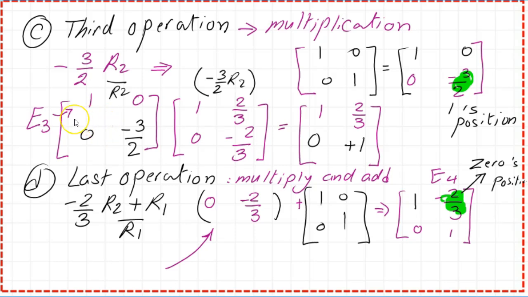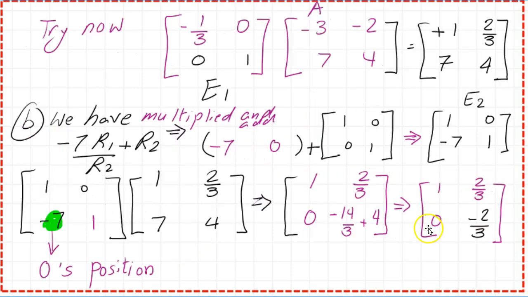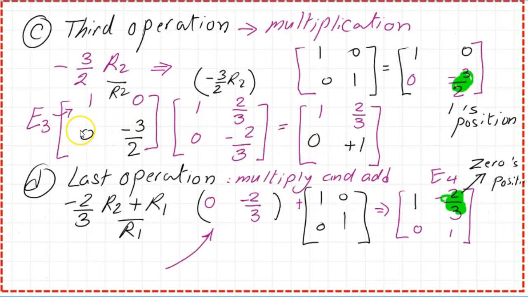We multiply E3 by the result of the matrix as we have obtained. This is the result. Multiplication of E3 by this matrix will give us diagonal 1, 2 over 3, and 0. The next step was turning this one into a 0. The last operation was multiplying the second row by minus 2 over 3 and adding to the first row.